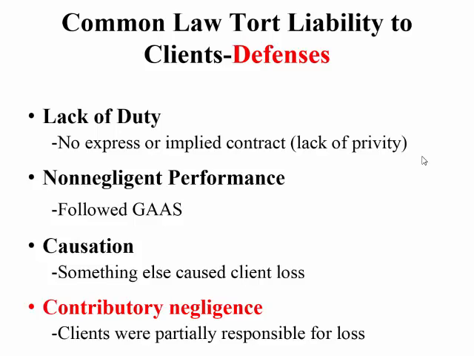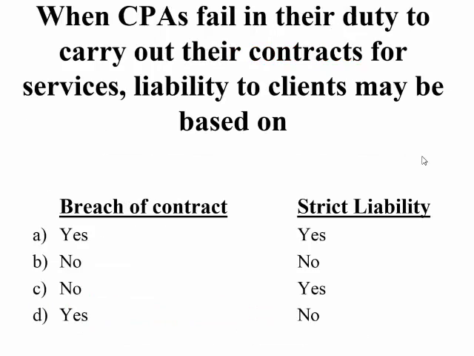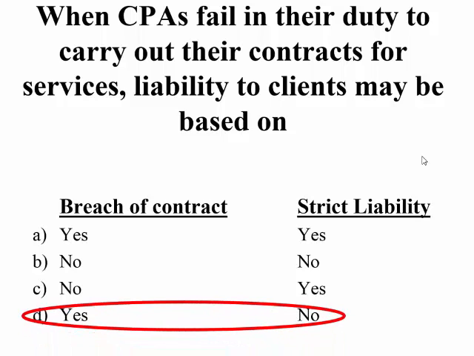That is specific to clients. So let's look at a couple of examples of things related to this. When CPAs fail in their duty to carry out contracts for services to liability clients, they may be liable based on which of the following ideas. And the answer is D.